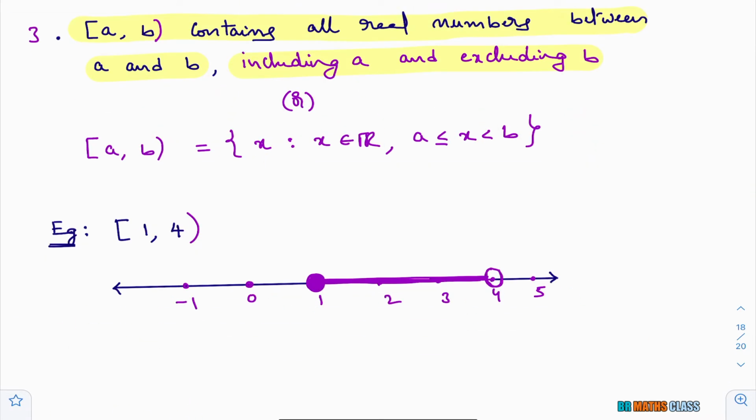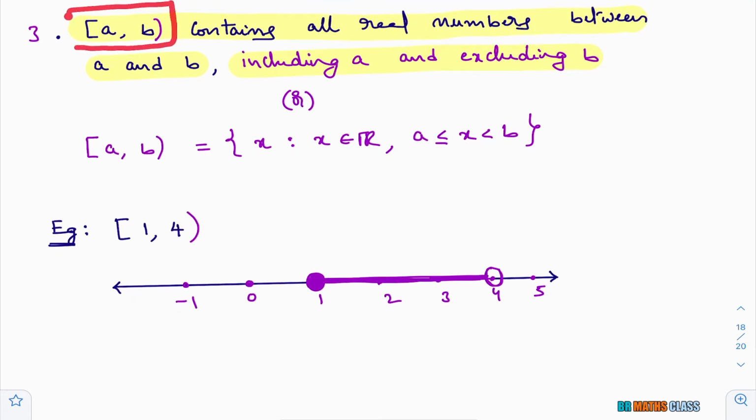Now we'll move to the third one. You see this, how to read this? One side closed bracket is there, one side open bracket is there, right? Look here, this side closed bracket is there, this side open bracket is there. How to read this? Listen carefully. We read it as the interval closed A, open B.